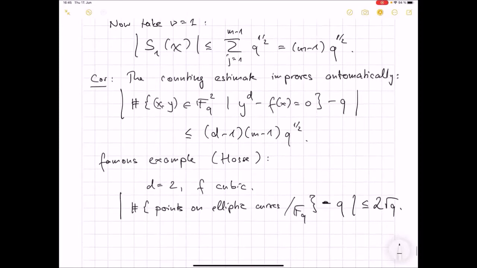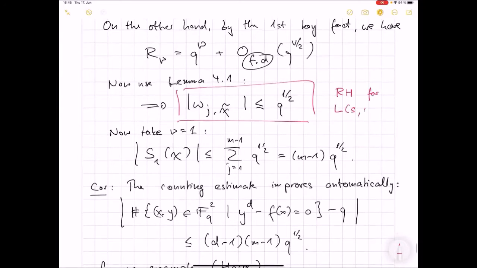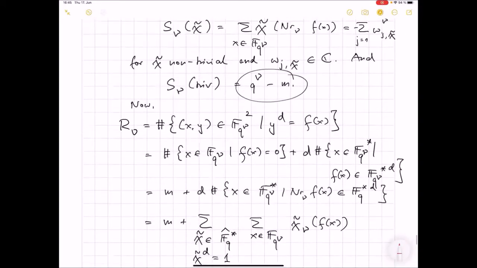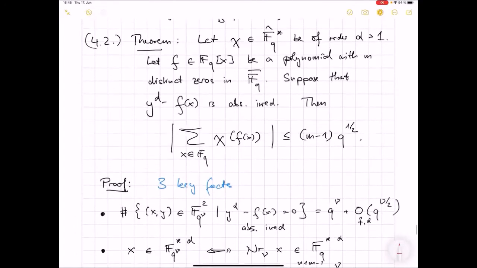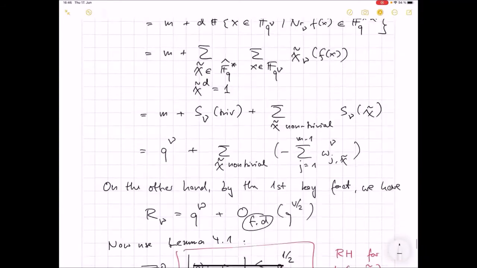Okay, and of course, this statement here is the Riemann hypothesis for the L function corresponding to this character sum. So for L(s, chi), in fact chi tilde. All right, so this is the statement for multiplicative character sums. I will now state and shortly prove the same statement for additive character sums.